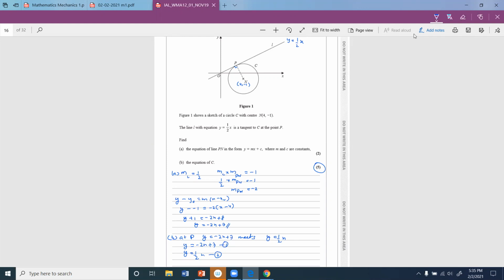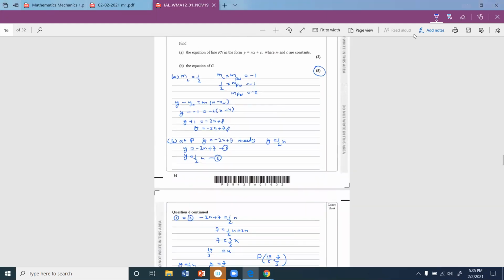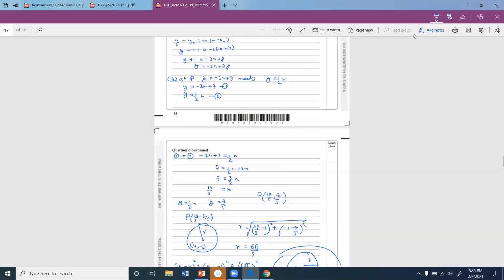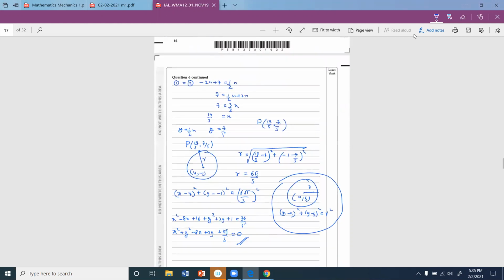Then the next part is the equation of C. To find the equation of C, we need the radius. To find the radius, we need the coordinates of P. How do we find the coordinates of P? We know that at P, the line y equals half x and the line y equals minus 2x plus 7 meet each other. By solving them as simultaneous equations, you can obtain the intersection coordinate. That is this bit. After that, you can find the radius and find the equation of the circle.